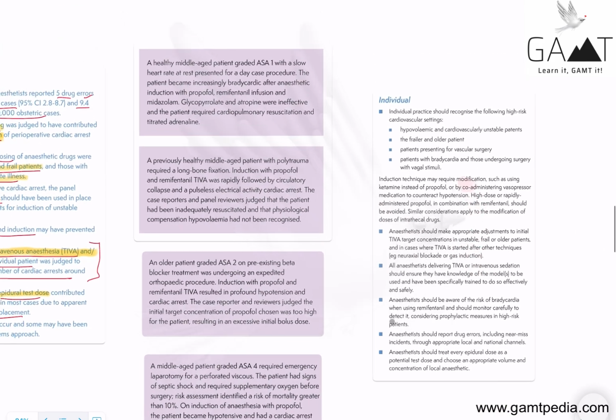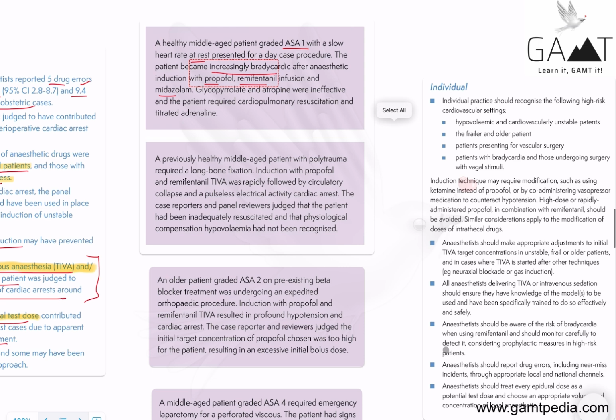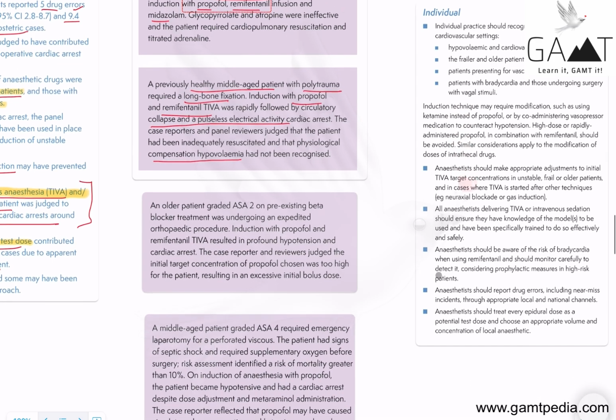So they're giving a few good examples. Let's look at the examples. A healthy middle-aged patient with a slow heart rate at rest, presenting for a day case procedure, became increasingly bradycardic after injection of propofol and remifentanil infusion. Glycopyrrolate was ineffective, the patient required cardiac resuscitation, and once titrated, the patient did fine afterwards. But again, TIVA, propofol, remifentanil. A previously healthy middle-aged patient with polytrauma requiring long bone fixation, induction with propofol and remifentanil TIVA was rapidly followed by circulatory collapse and PEA. So probably the hypovolemia was not properly resuscitated. On top of that, propofol and remifentanil didn't help either.